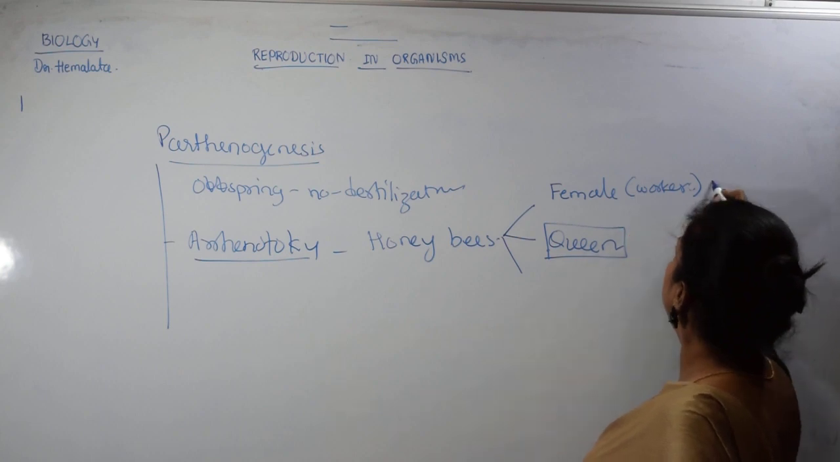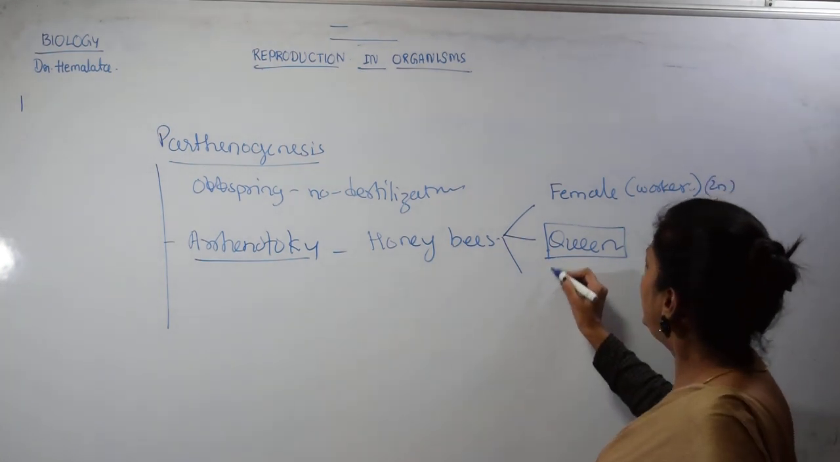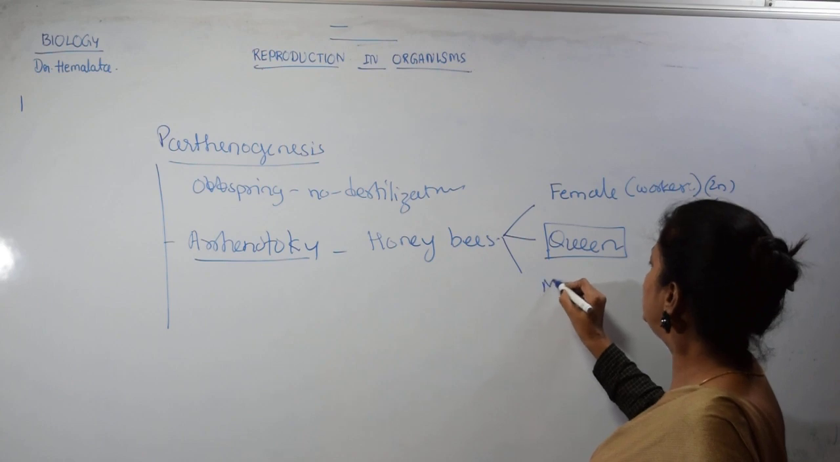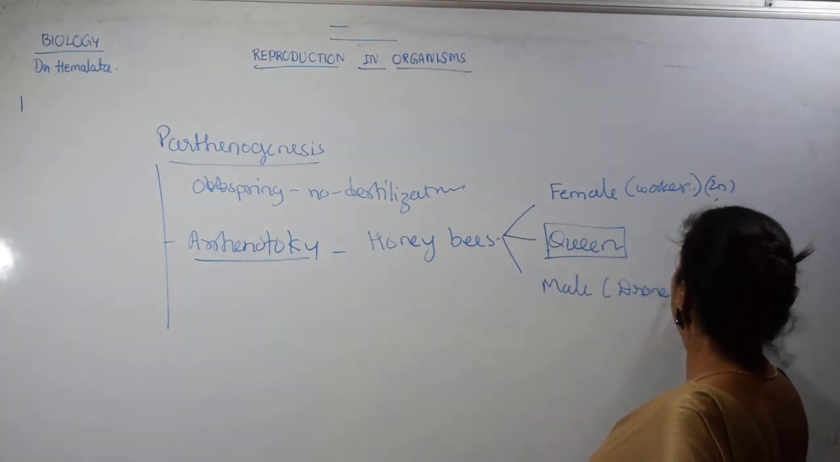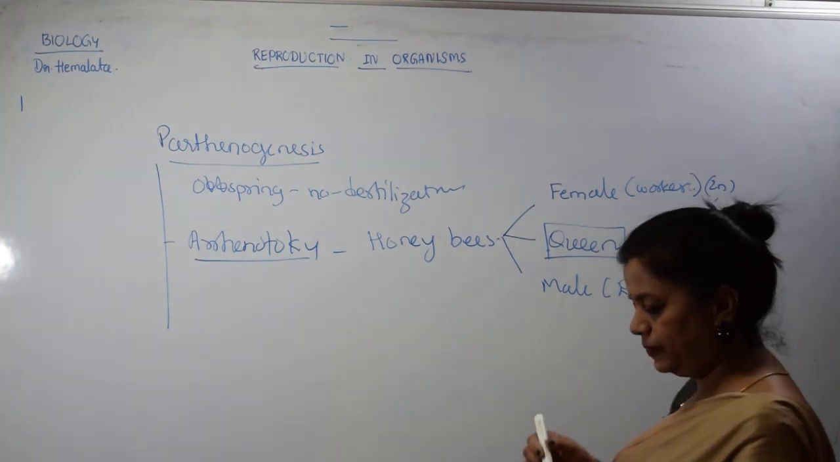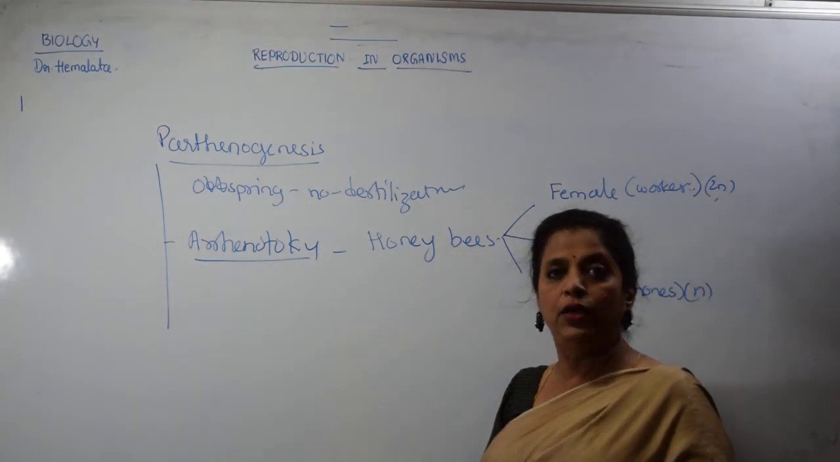These are normally diploid in nature, and they will produce one more, males. These are called drones. These are haploid in nature. Right? Now, how do they do that?